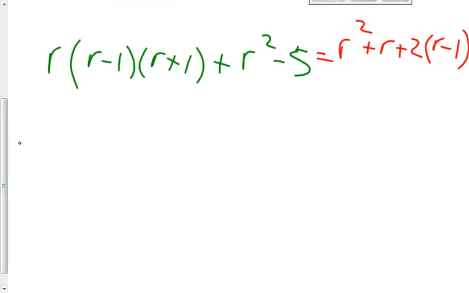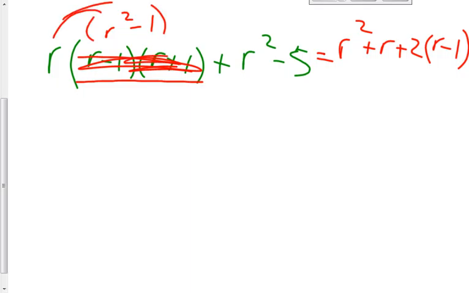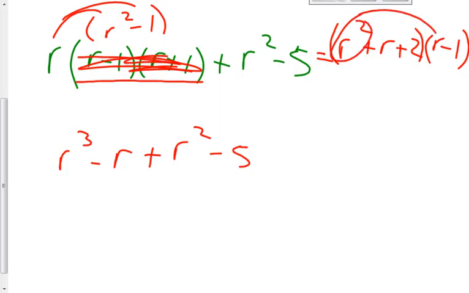First of all, if we FOIL this, we're right back to r squared minus 1, correct? So I'm just going to FOIL this, and now we have r squared minus 1. Now we're going to take r and distribute it. So we have r cubed minus an r plus r squared minus 5. Now we're going to have a trinomial times a binomial. So I'm going to make sure that this term is multiplied by these two.